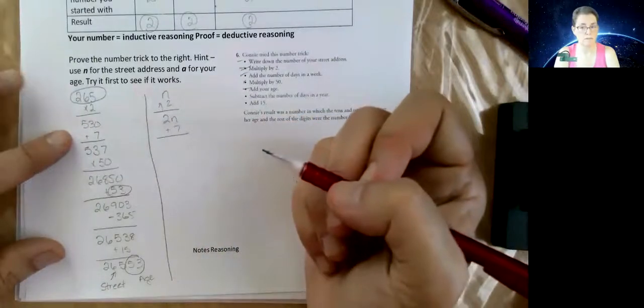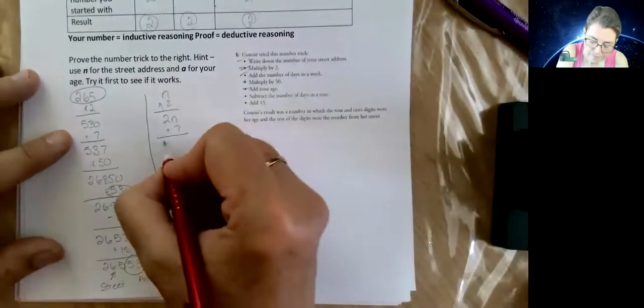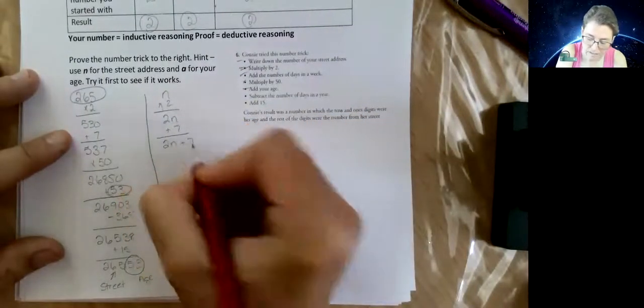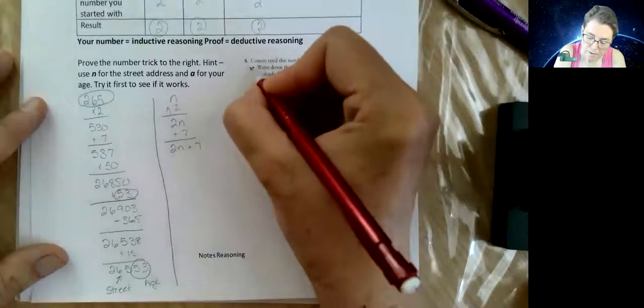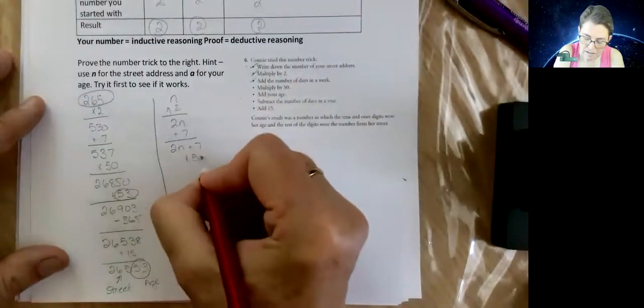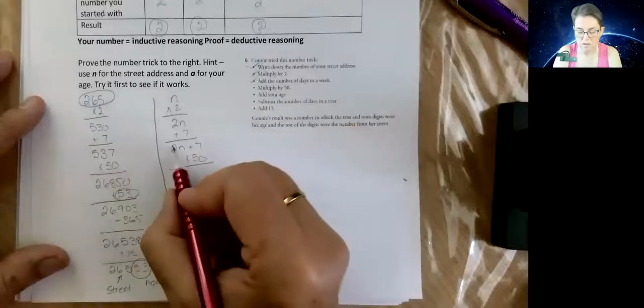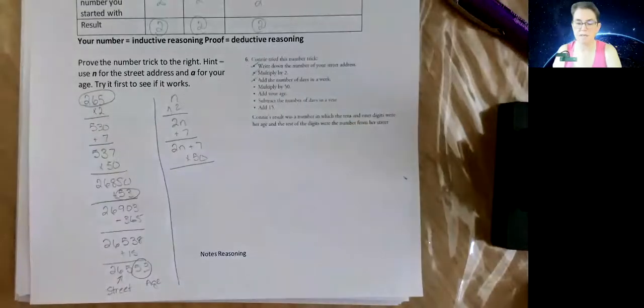Now we've got to be careful. 2n and 7 aren't like terms, so we need to go 2n plus 7. Just write it like that. Hold on, let me erase this. I don't want to get lost. All right. Multiply by 50. Well, 2n times 50.